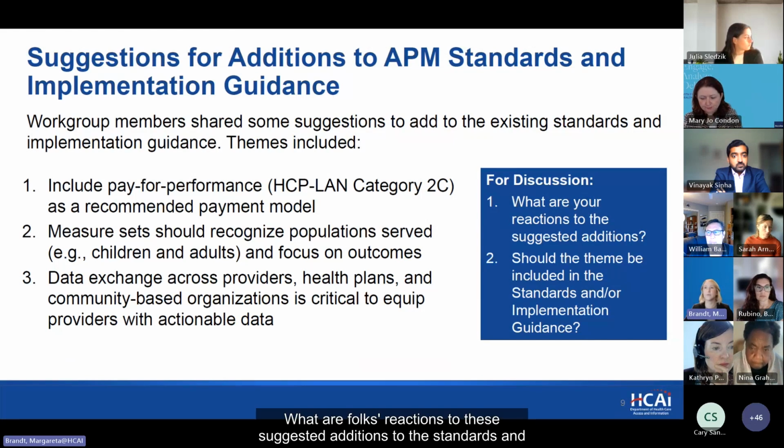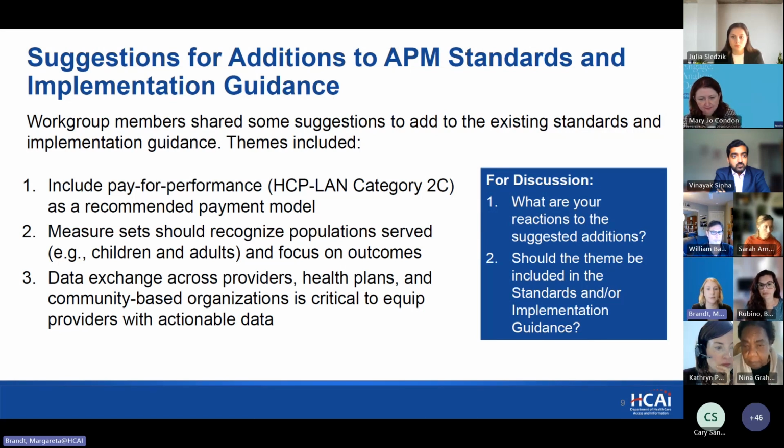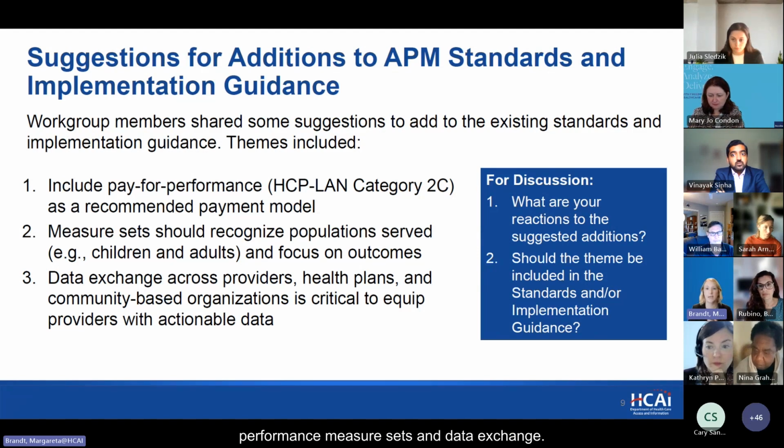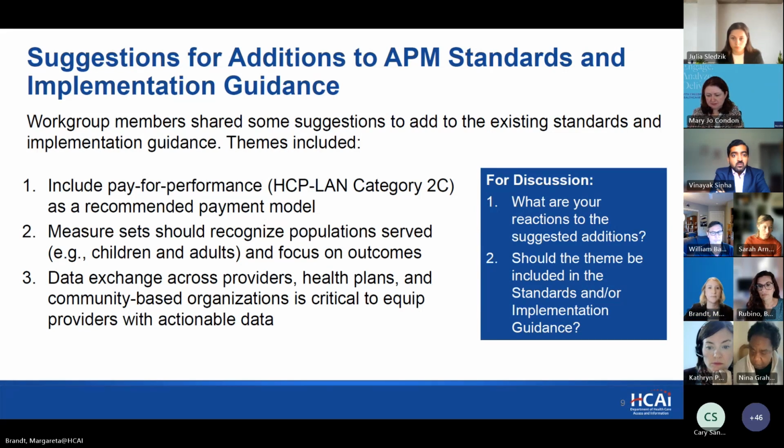What are folks' reactions to these suggested additions to the standards, and is there anything folks wanted to add or raise related to pay for performance, measure sets, and data exchange? And it looks like, Ash, you have your hand raised.